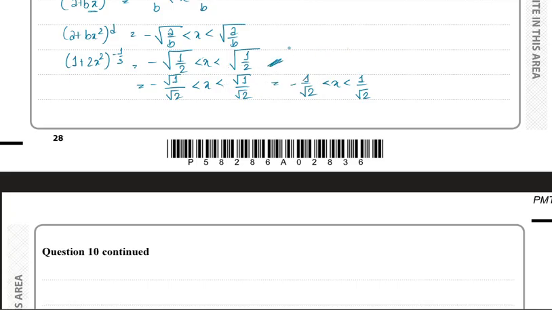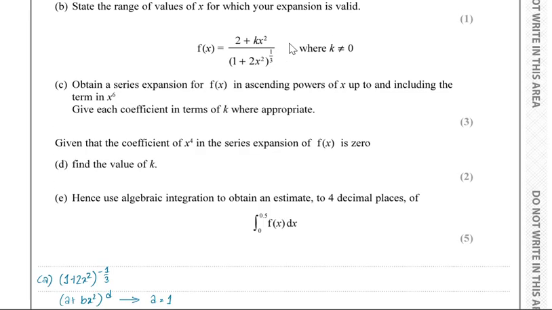It really doesn't matter. So for part C, we have been given f(x). f(x) equals (2x + 2 + kx²) divided by (1 + 2x²)^(1/3). So obtain a series expansion for f(x) in ascending powers of x up to and including the term x⁶. Give each coefficient in terms of k where appropriate.